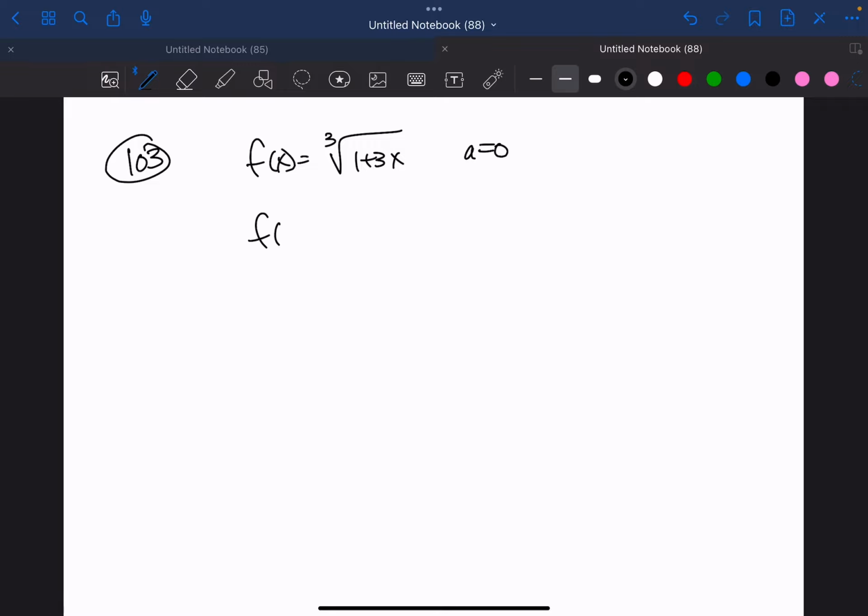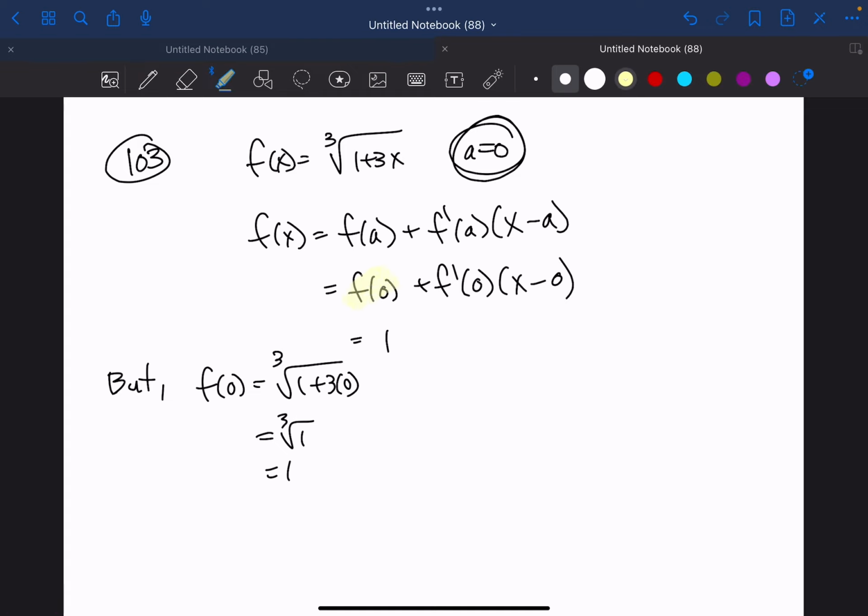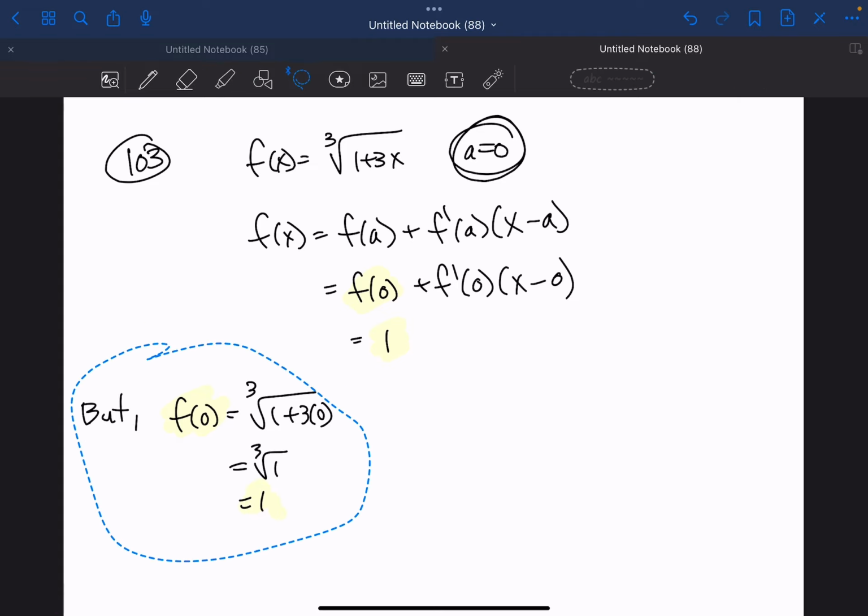So let's first find the linear approximation. We know it's the point plus the derivative at the point times x minus the point. In this case, our point is 0. So it's really f at 0 plus the derivative at 0 times x minus 0, right? But f of 0 is just equal to the cube root of 1 plus 3 times 0, which is the cube root of 1, which is 1. So this is just 1, because I found f of 0 to be 1 over here, right? You move this stuff over here.